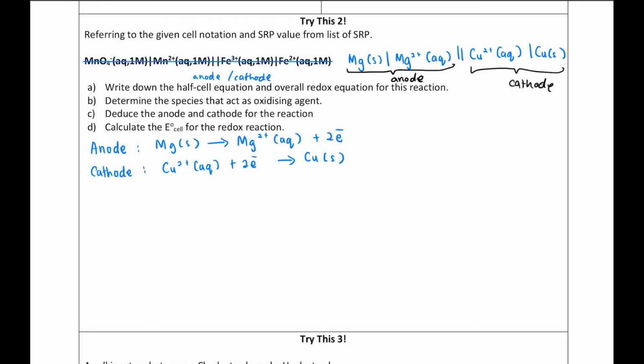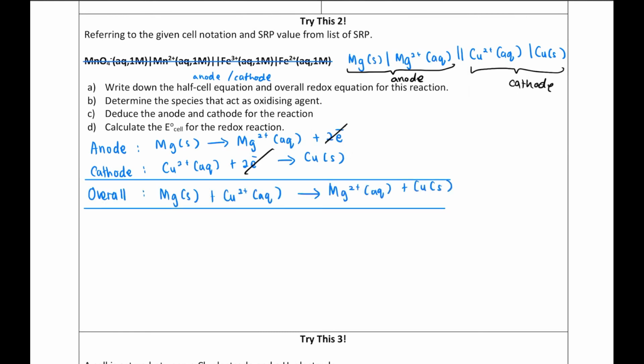Okay, so in order to combine, you have to check to make sure that the electron is on the opposite side. Okay, maksudnya this electron sebelah kanan arrow, and another equation punya electron di sebelah kiri arrow, so that you can cross them out. And then in order to cross them out, you have to make sure dia punya value sama, 2 elektron baru boleh cross out. Okay, so kita dah dapat dah overall kita. Okay, right, so done for A.